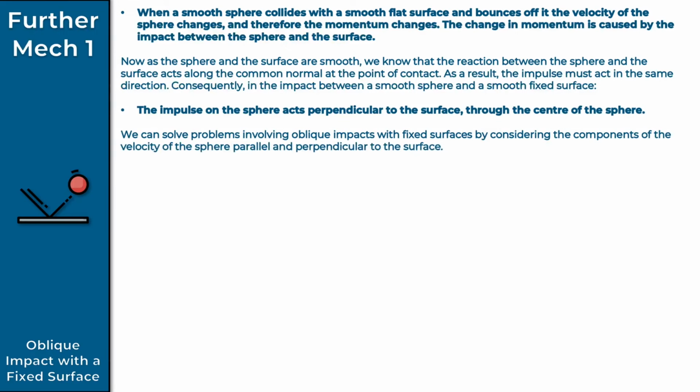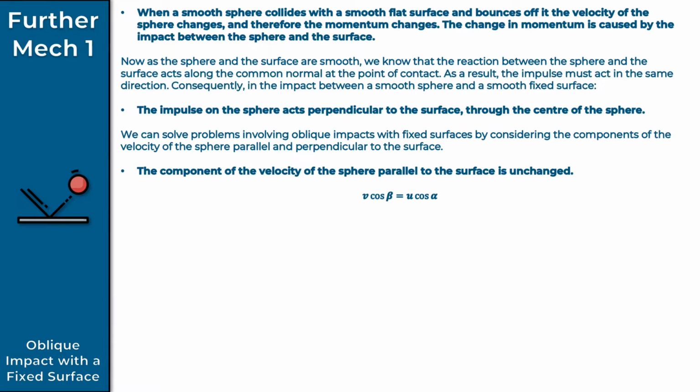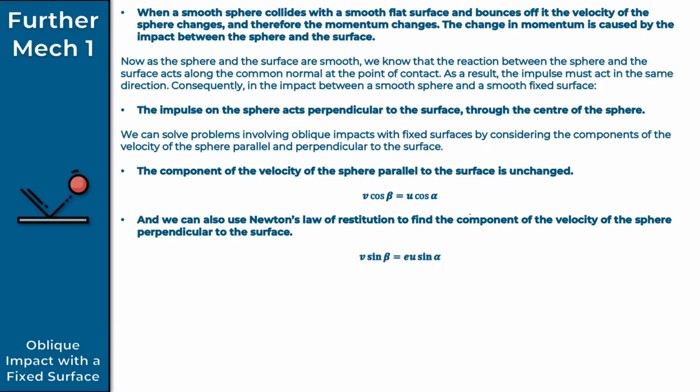We can solve problems involving oblique impacts with fixed surfaces by considering the components of the velocity of the sphere parallel and perpendicular to the surface. The component of the velocity of the sphere parallel to the surface is unchanged. So in that case, we get v cos beta equals u cos alpha. We can also use Newton's law of restitution to find the component of the velocity of the sphere perpendicular to the surface. In that case, we get v sine beta equals e u sine alpha.